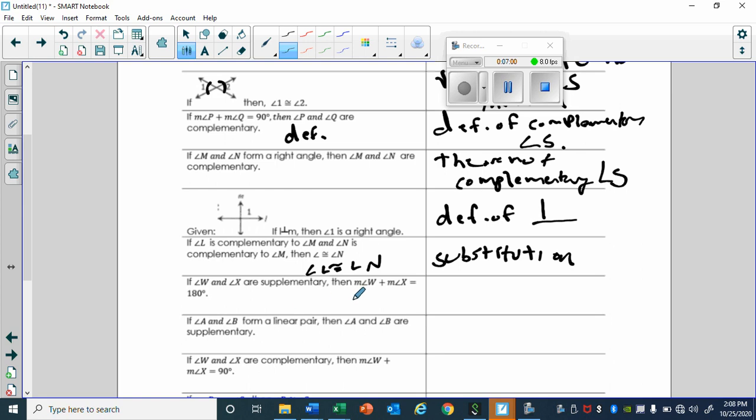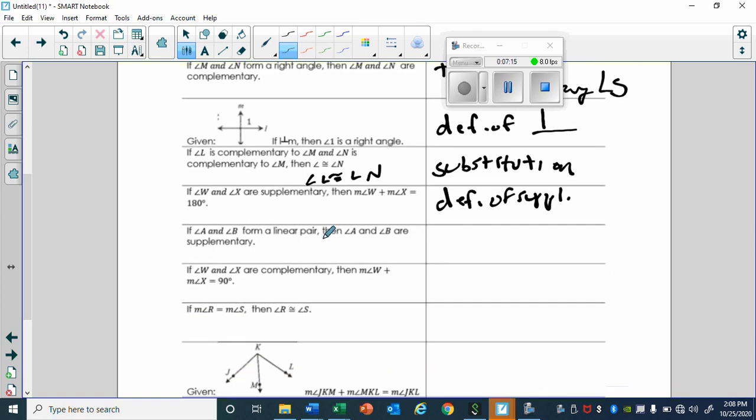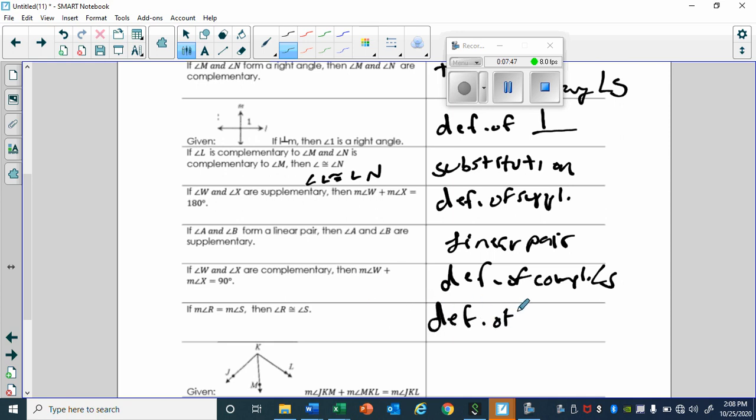If angle W and X are supplementary, then the measures are equal to 180. So this is the definition of supplementary. If A and B form a linear pair, then A and B are supplementary. So is this the linear pair theorem or the definition of linear pair? If angle W and X are complementary, then the measures equal 90. This is the definition of complementary angles. If the measure of angle R equals the measure of angle S, then they are congruent. So this is the definition of congruent angles.